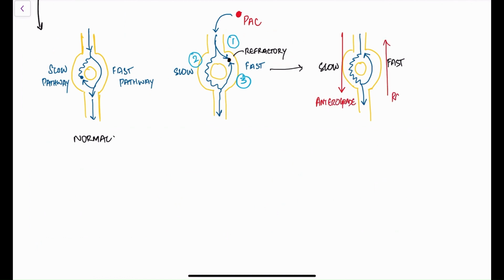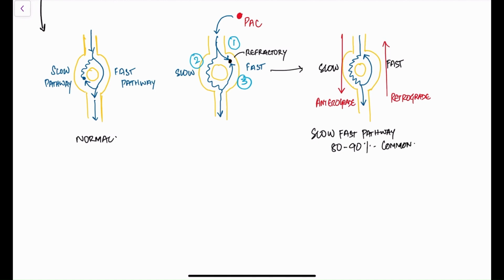Anterograde conduction, as we saw in this example of AV nodal re-entrant tachycardia, was happening via the slow pathway, and retrograde conduction was via the fast pathway. This is the reason why this is called a slow-fast pathway. 80 to 90% of the time, this is the type of AV nodal re-entrant tachycardia we see on ECGs.